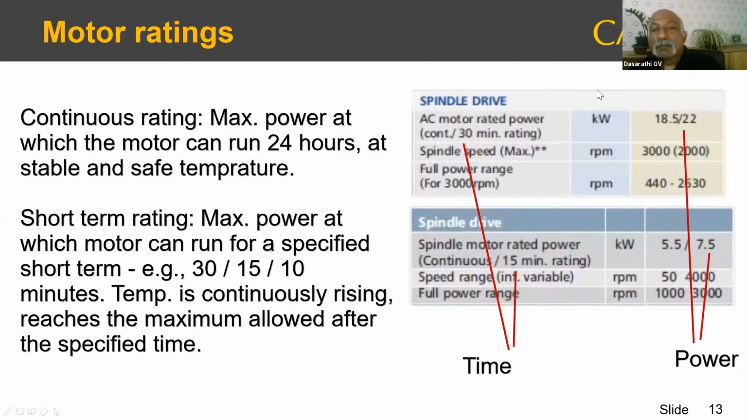So if you see your machine tool catalog, this is what it will say. AC, this is a big machine, 18.5/22. 18.5 is your continuous rating. That means I can consume 18.5 kilowatts continuously, 24 hours, without any problems. The motor is not going to get damaged. And I can consume 22 kilowatts up to 30 minutes continuously.